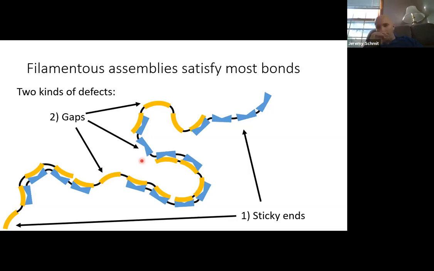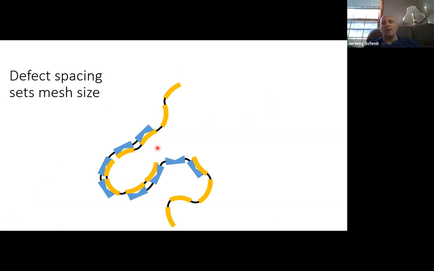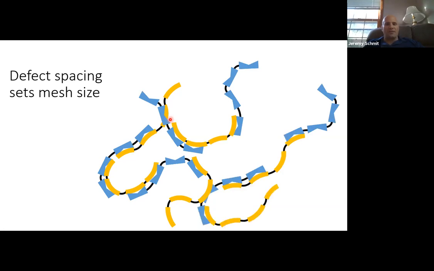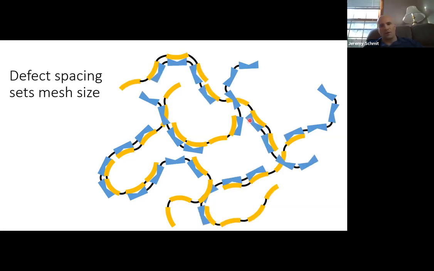Okay, so now we have an explanation for why these networks are so much less dense than we would expect using a random network. And that is that the only places you can bring these filaments together are at these defects. Okay, so we've got a new mesh size that's arisen here. It's not set by the spacing between these individual modules, it's set by the spacing between defects. And so what's going to happen is I'm going to build a three-dimensional network of these filaments, and they can only cross-link each other at these places where you have these binding defects.